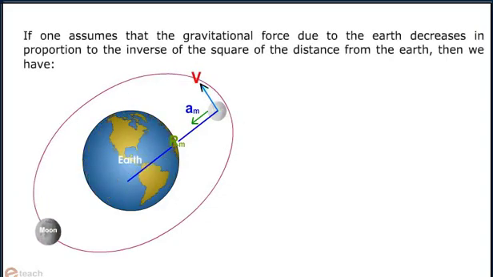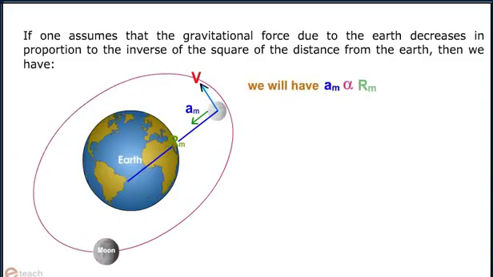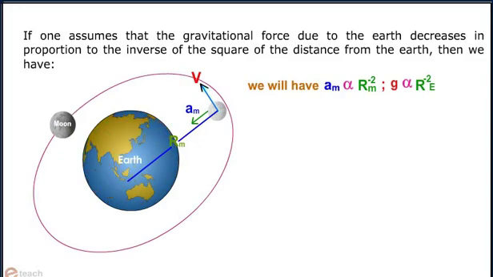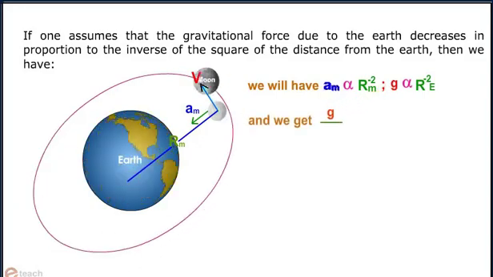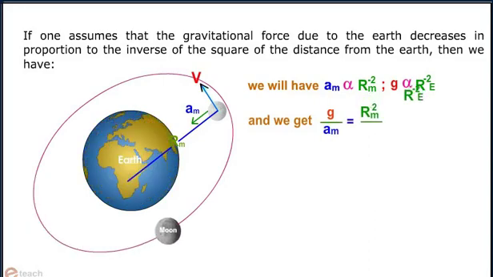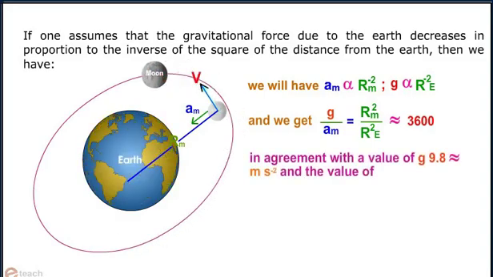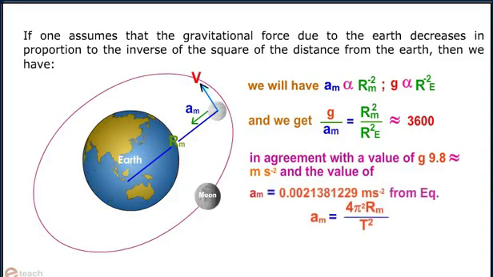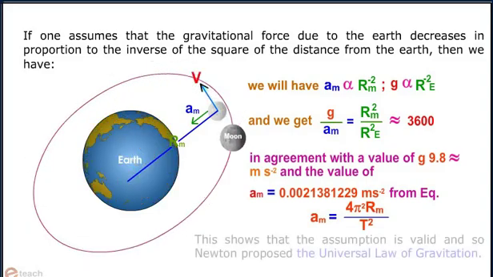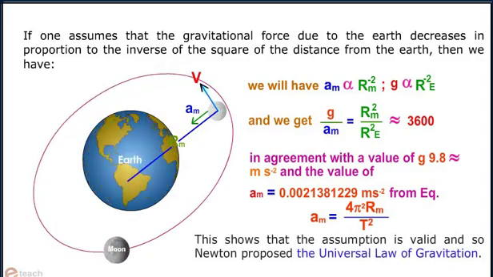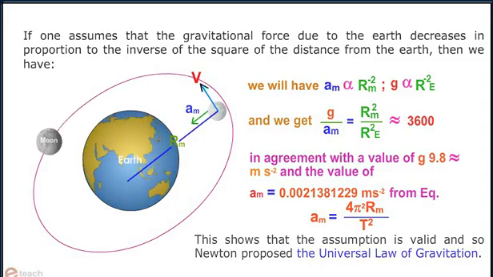If one assumes that gravitational force due to Earth decreases in proportion to the inverse of the square of distance from the Earth, then we will have am proportional to 1 by rm square, that is, g proportional to 1 by re square, and we get g by am equals rm square upon re square, approximately equal to 3600. In agreement with the value of g equals 9.8 meter per second square, the value of am equals 0.002138, from the equation am equals 4 pi square rm upon T square. This shows that the assumption is valid, so Newton proposed the universal law of gravitation.